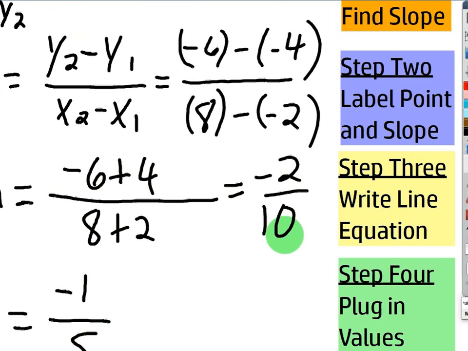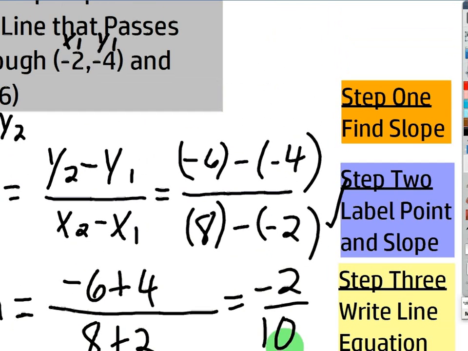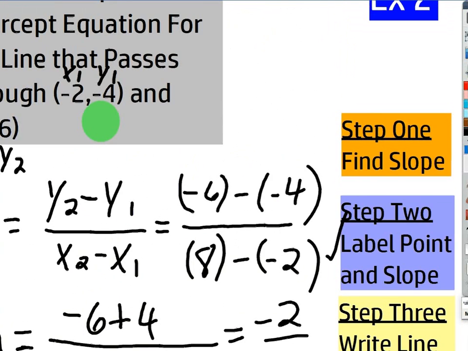So again, step 2 should be taken care of, right? Because we already have one of our points labeled. Actually, we have both points labeled. And like I said before, you can use either point. Just use the first point. So the first point is already labeled, and we just found the slope to be negative 1/5. So step 2 is done.